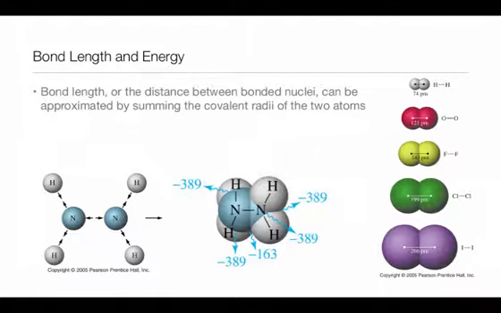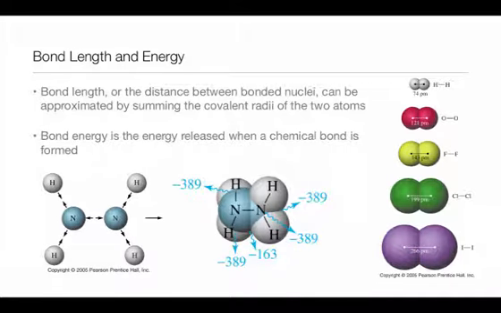If we measure the distance between the two iodine nuclei, so we've got iodine, a nucleus here and a nucleus there, the distance between those of 266, that would be the bond length in the I2 molecule. Bond energy is simply the amount of energy that's released when a chemical bond is formed.